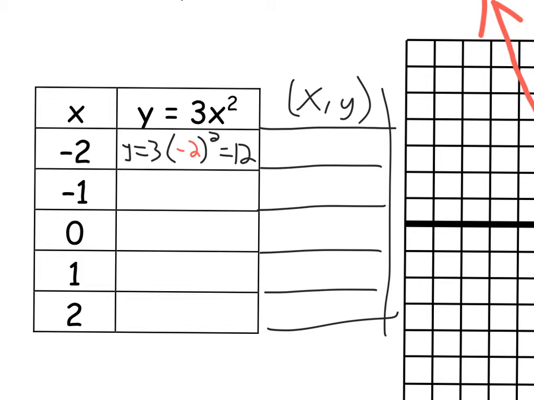12. Positive 12. Remember, anytime you have a negative number squared, it's positive. Anytime you have a positive number squared, it's positive. Okay? It's never going to be negative except for your last example. Okay? All right, so the rest of them is yours. And let me label this coordinate for you. It's going to be -2, comma your answer, which is 12.